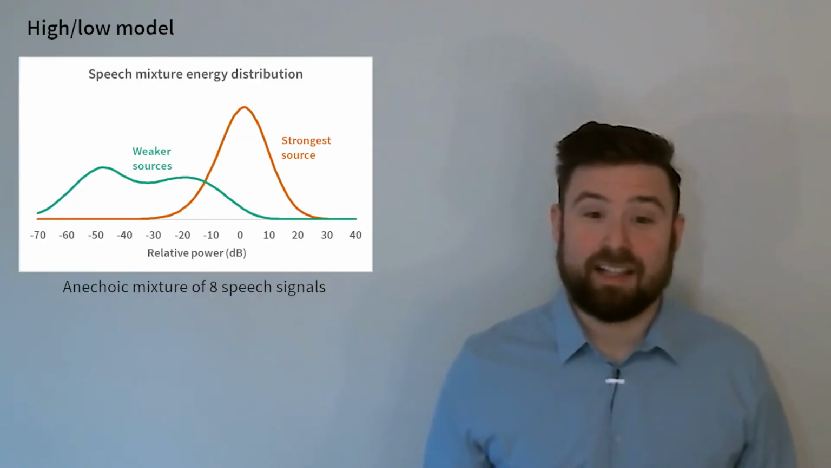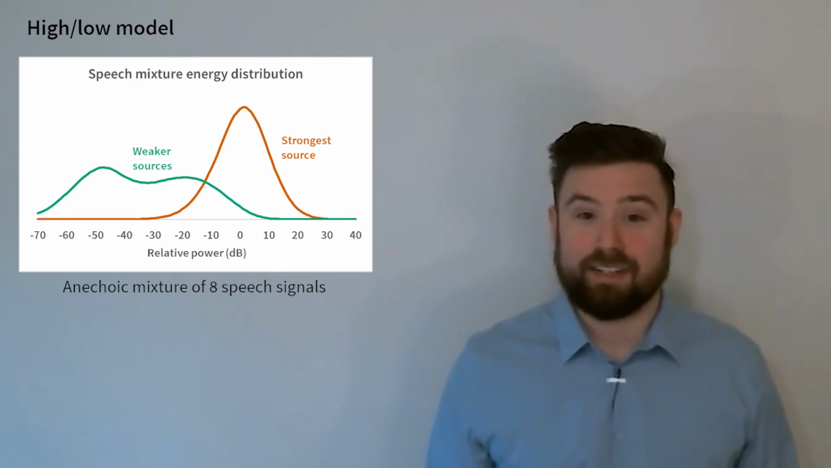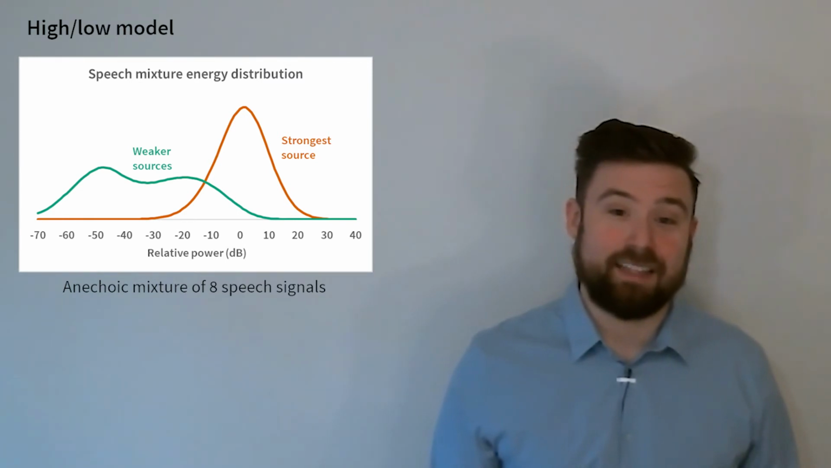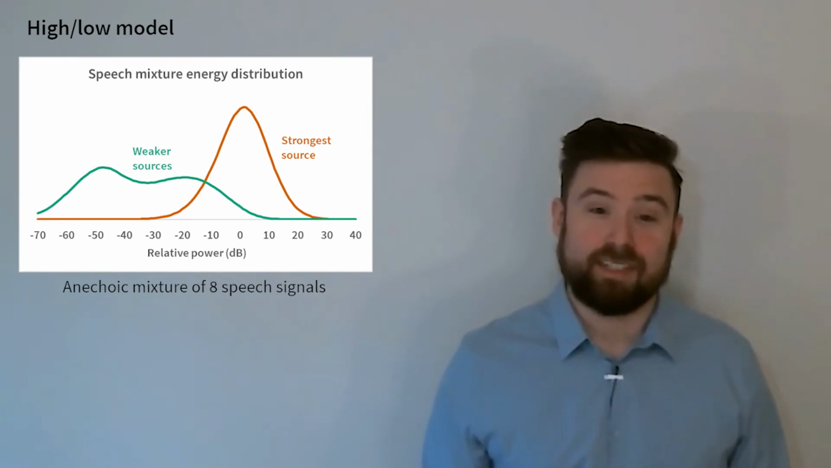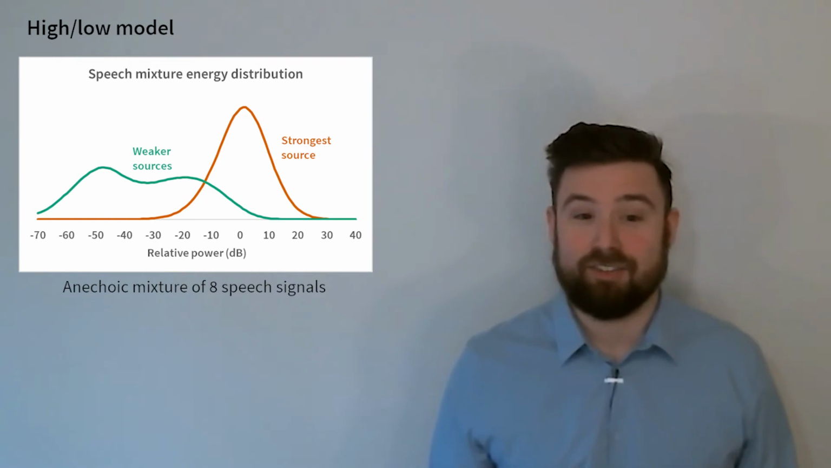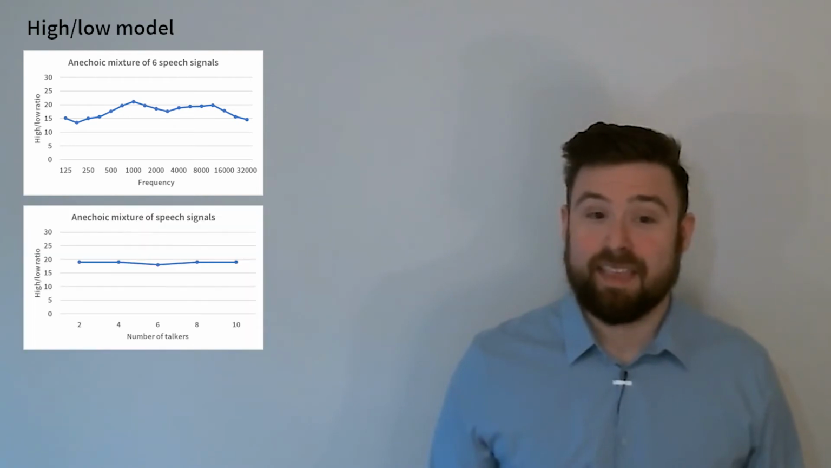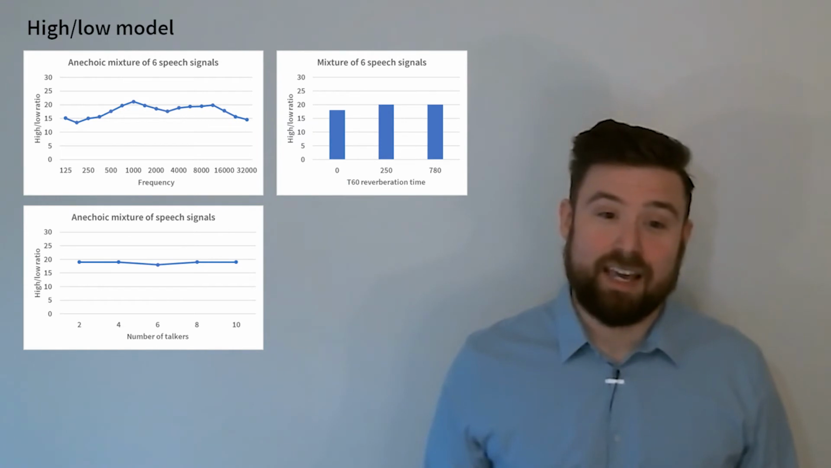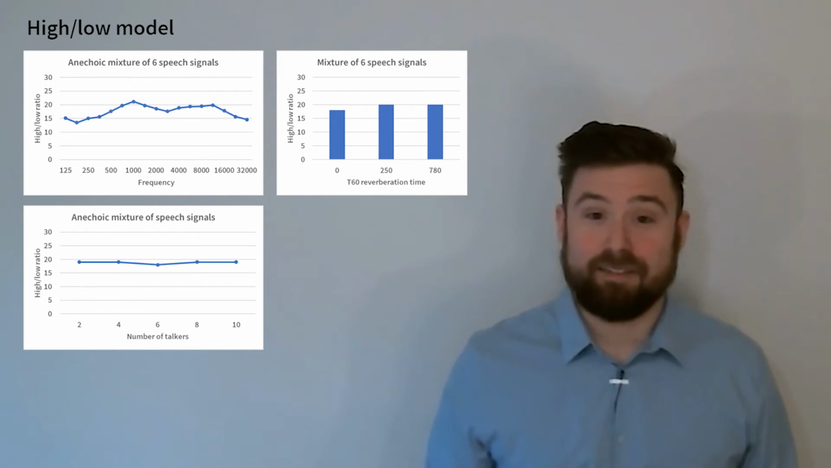This histogram shows the relative intensity of different sources in a mixture. The inactive sources are sometimes negligible, but not always, so we shouldn't just ignore them. To decide how strong to make the inactive sources in the high-low model, we looked at the empirical ratio between the strongest source and weaker sources for mixtures of speech signals in different conditions. Here's the high-low ratio as a function of frequency, as a function of the number of talkers, and as a function of reverberation time in the room. The ratio is remarkably consistent at around 20:1.